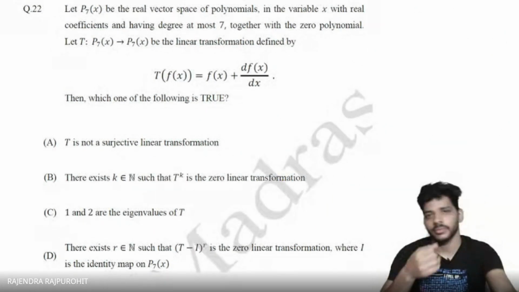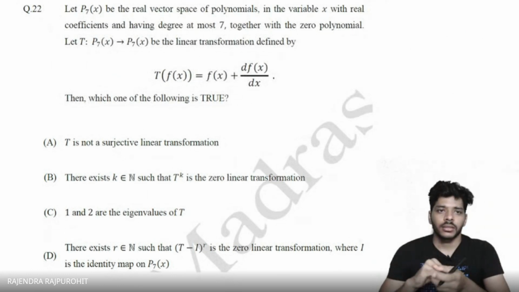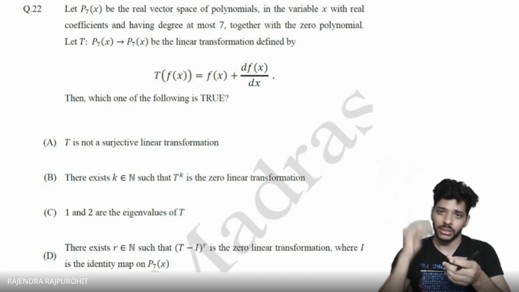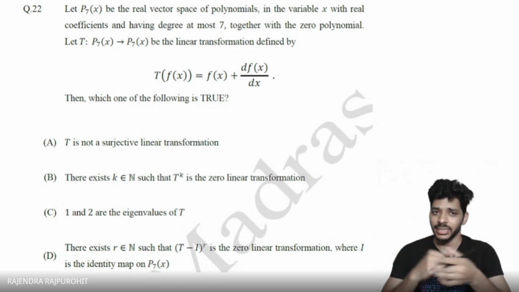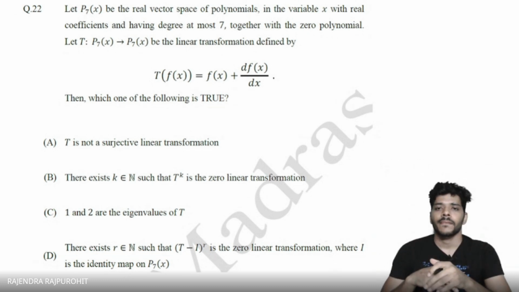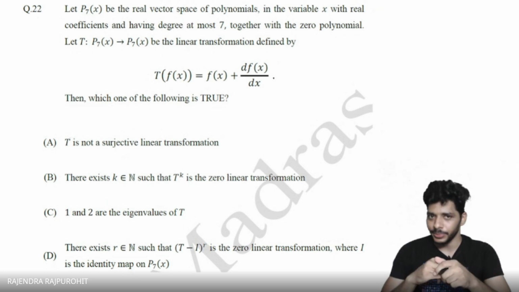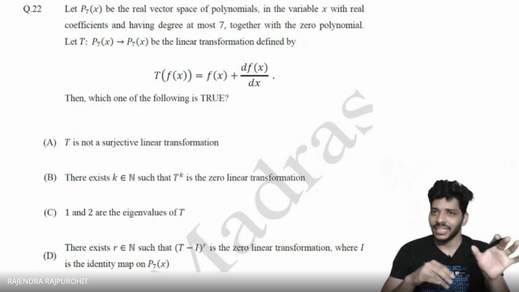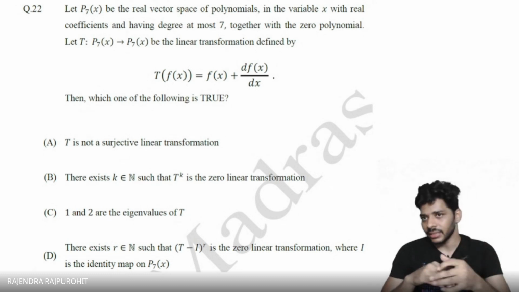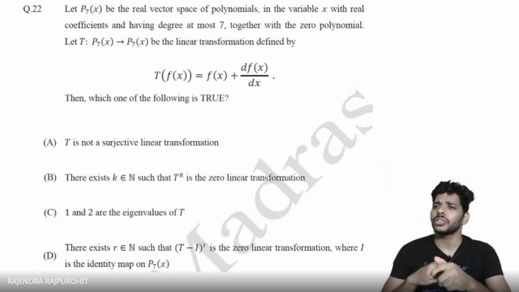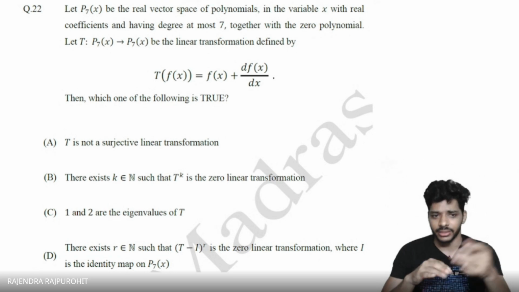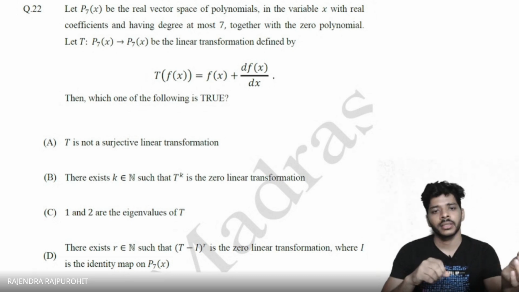Look at this question. So you have polynomials of degree 7 at most, and variable is x, together with the zero polynomial, and T be a linear transformation from P7 to P7, defined like this: the function itself plus its derivative. Which of the following is true? Okay, so they are asking whether T is onto or not.